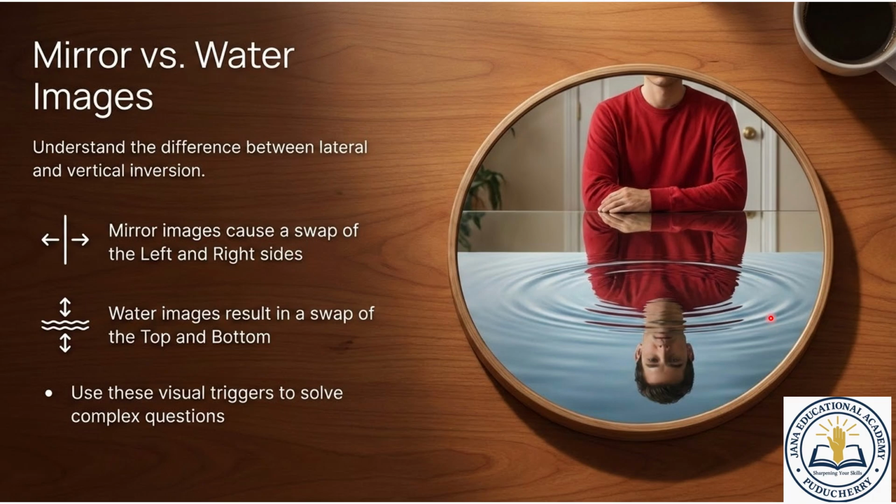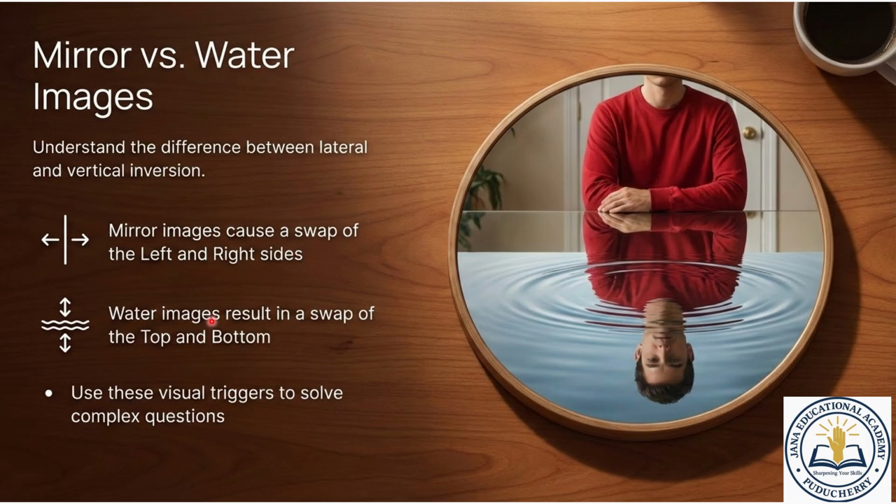First, come to the first topic, that is mirror and water image. One particular image will be given in the question. What should be the mirror image and what should be the water image? Always remember that when you go and stand before a mirror, your left hand comes to the right-hand side and your right hand comes to the left-hand side. So a mirror causes a swap of left and right sides. The left becomes right, the right becomes left.